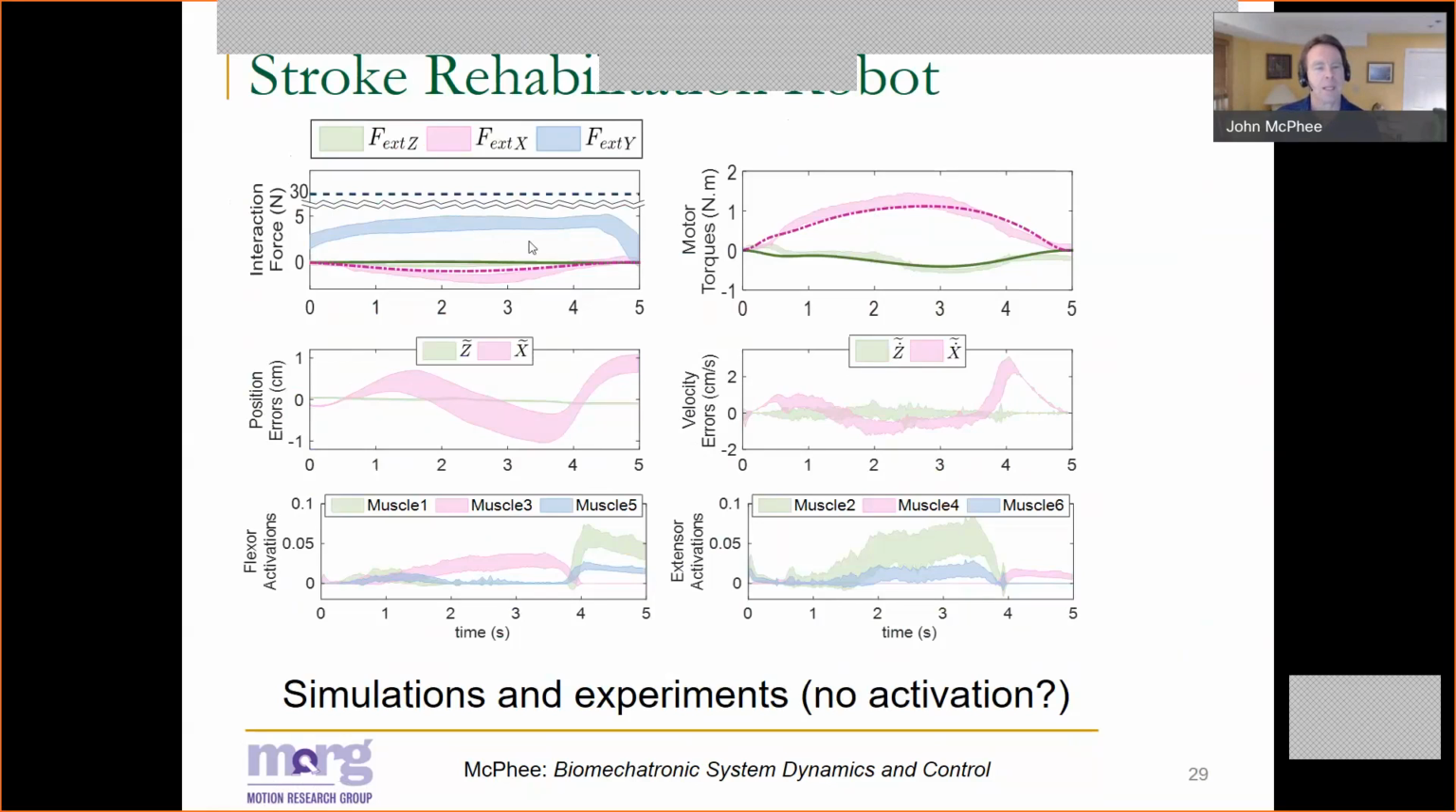Despite that use of the muscle activations, again, we get good agreement between the simulation results, predicted and the experimental results, and good agreement in the trajectory tracking performance.